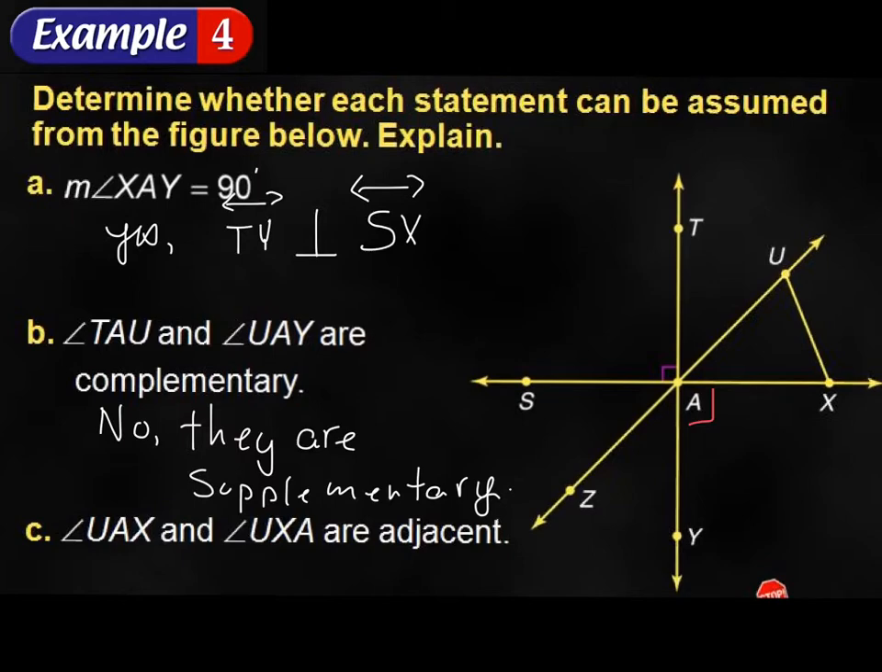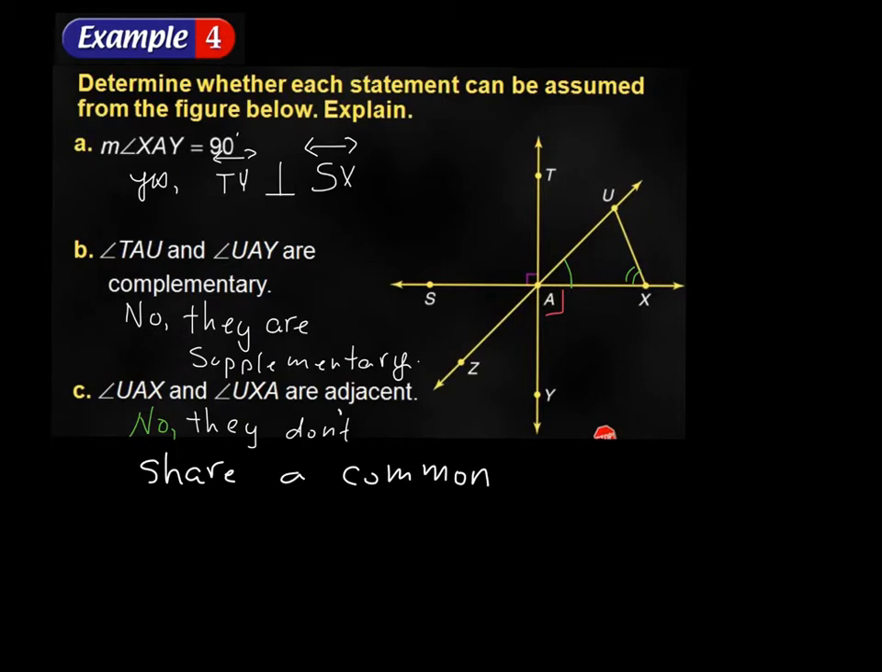Are angles UAX, okay, that's that guy, and UXA adjacent? No. They have a common side, but they don't share a common vertex.